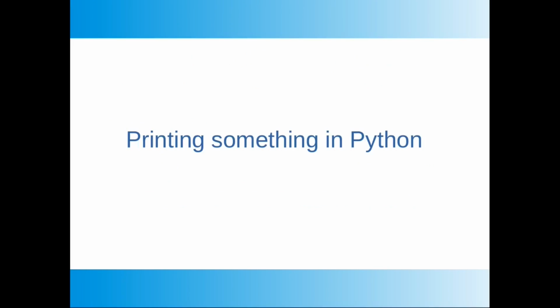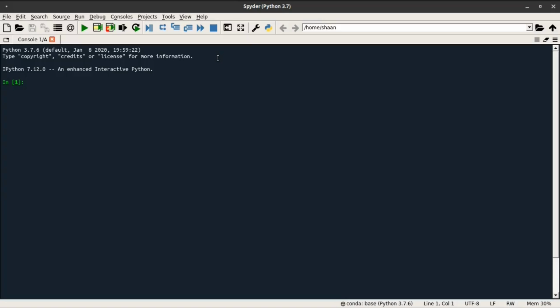So let us now move on to our next topic, where we will try to print something in Python. So let's open our Spyder IDE again. Now to print something in Python, we need a function known as print. So let us see how the print function works by taking different values. So first we are about to print a string, hello world.